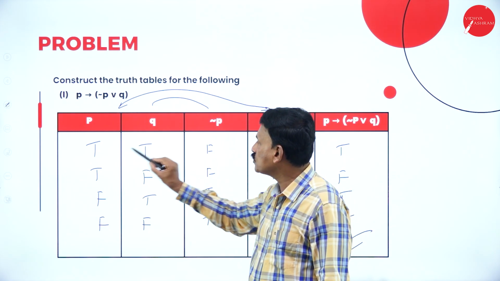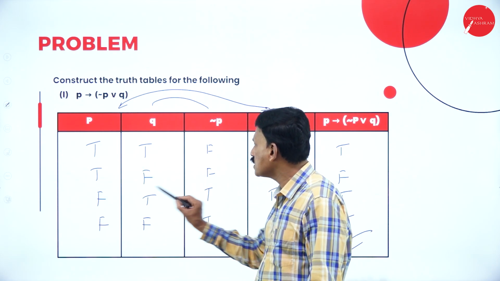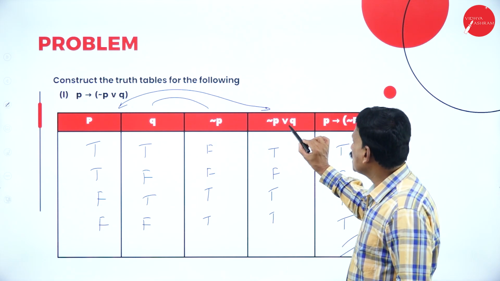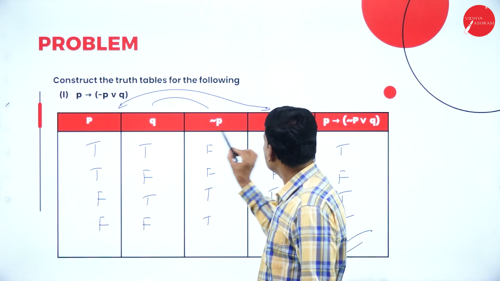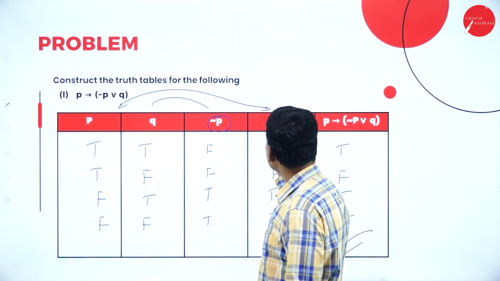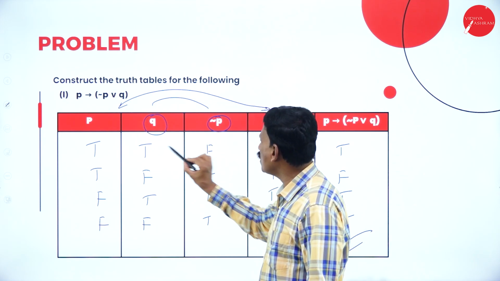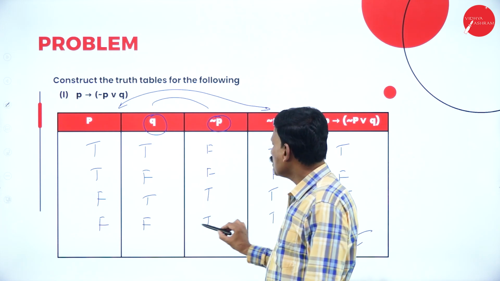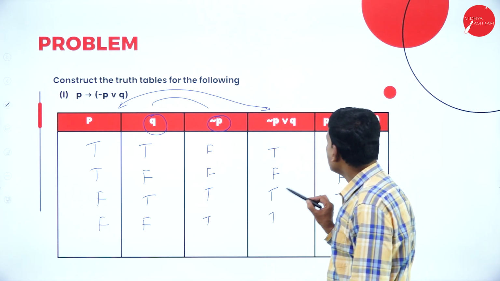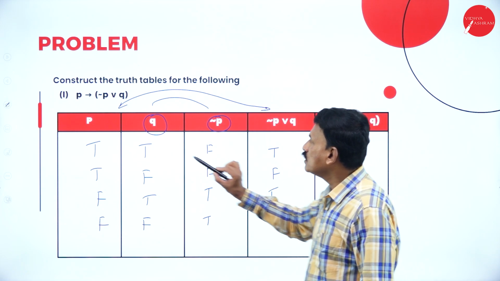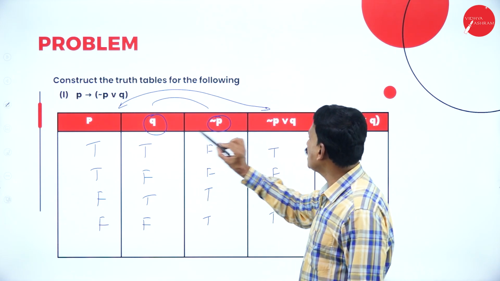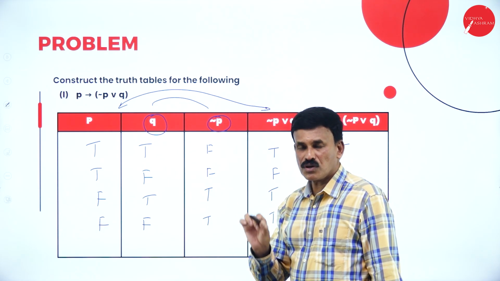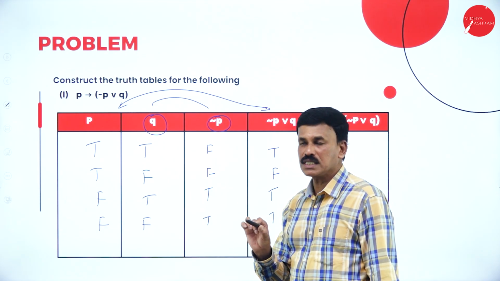Negation of P: true is false, true is false, false is true, false is true. And write down the disjunction for negation of P and Q: false and true is true, false and false is false, true and true is true, true and false is also true. Again write out the conditional statement for P and this. You know the conditional statement is false only if it is true and false. In other cases it is true.